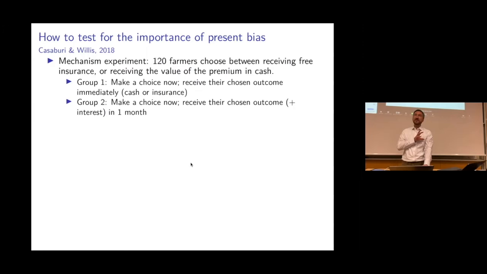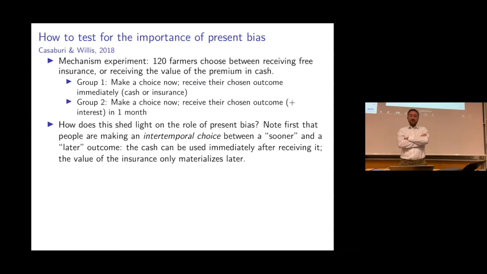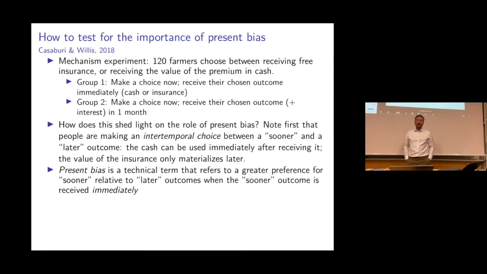And so to see that this identifies the role of present bias, we need to be a little technical. So first note that in both groups, people are making an intertemporal choice between a sooner and a later outcome. So they're choosing between money and insurance. Money is available as soon as it's paid out to you. So that's a sooner benefit. Insurance, the benefits only arrive later. So that's an intertemporal choice. And present bias is a technical term that refers to a greater preference for the sooner outcome compared to the later outcome when that sooner outcome happens immediately.